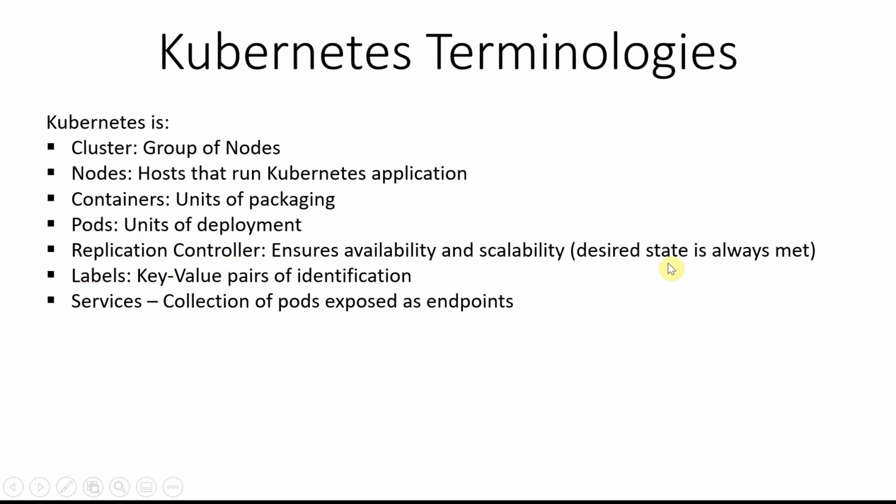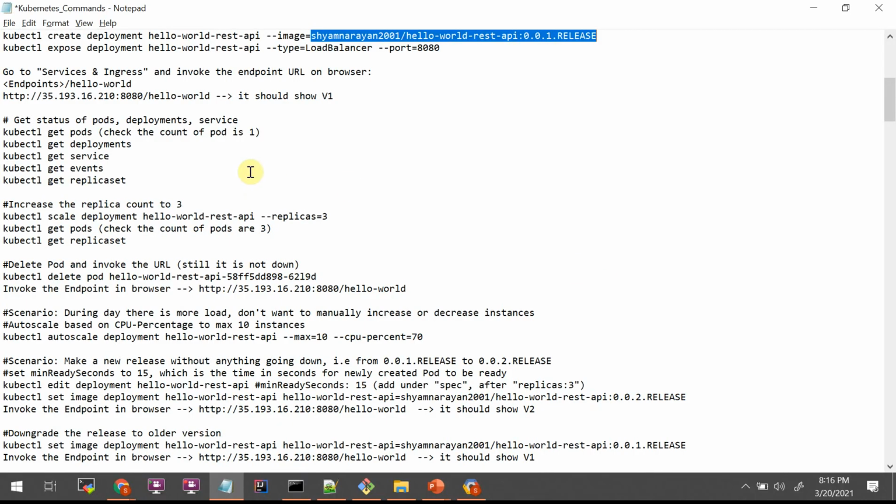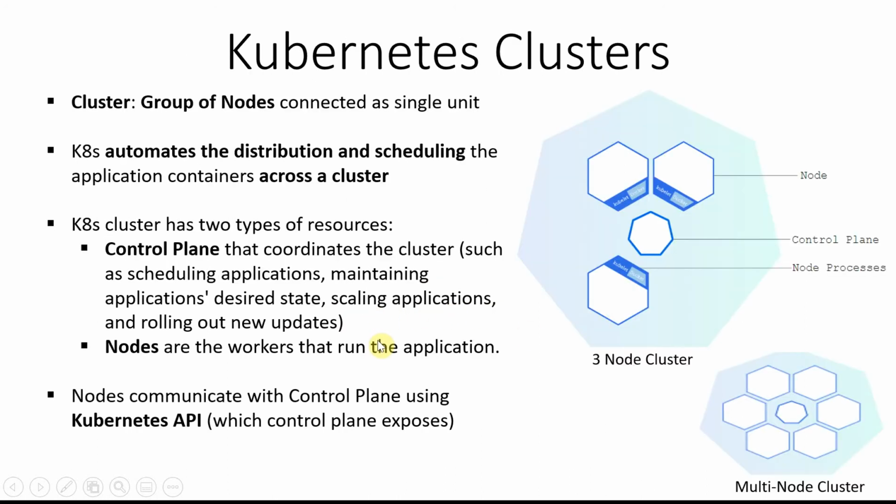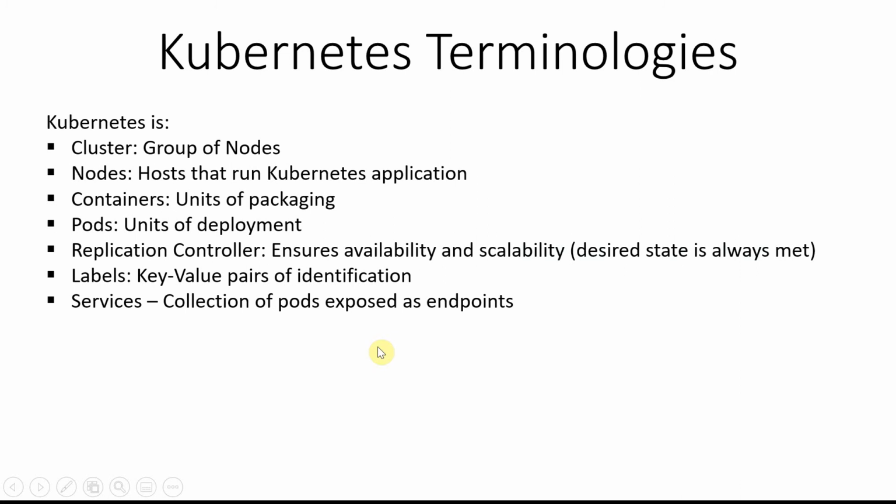And replication controller, we saw the desired state, which is being met. The replica set will take care of ensuring the desired state is met always. So that's what this is. And labels. Labels are key value pairs. We didn't see the labels, but I'll show you the demo of the labels in the next session. Services, again, this is a collection of pods, which is the exposure and endpoint. This also we saw.